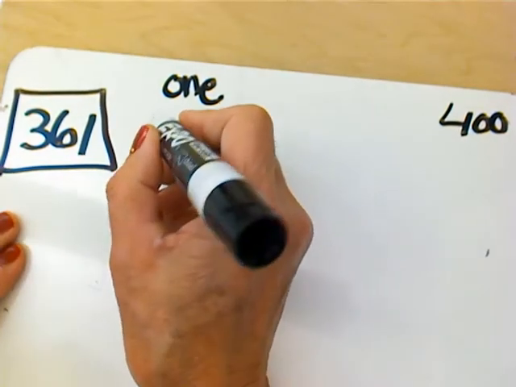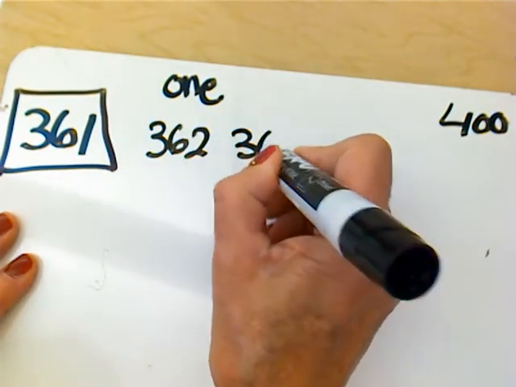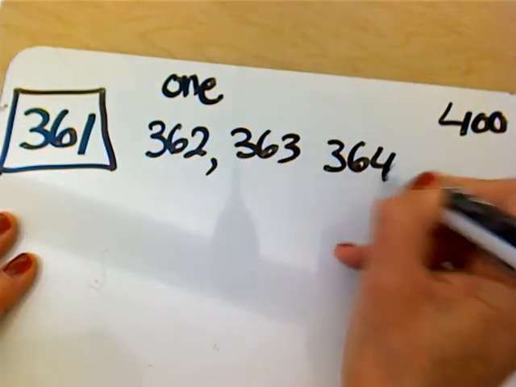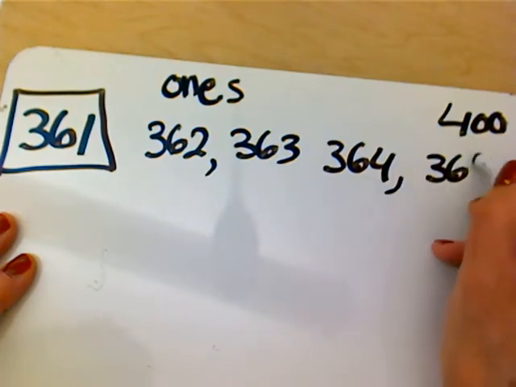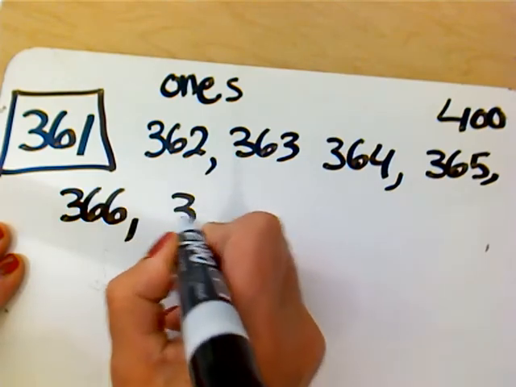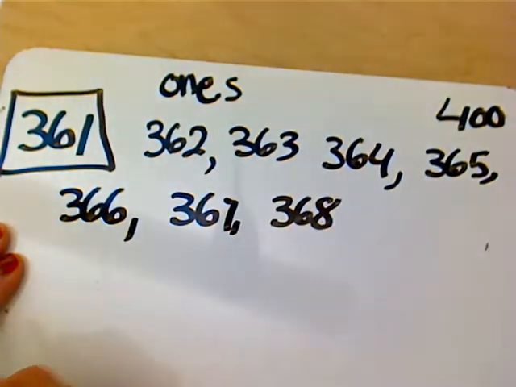So 361, 362, 363, 364. Wow, I am having to do ones. 365, 366, 367, 368. Wow, a lot of ones.